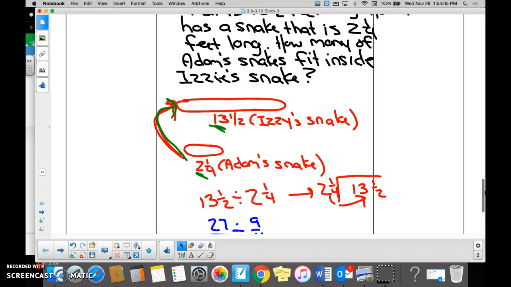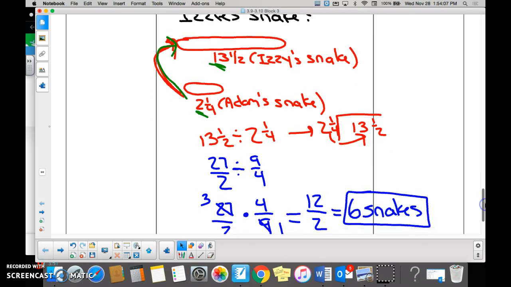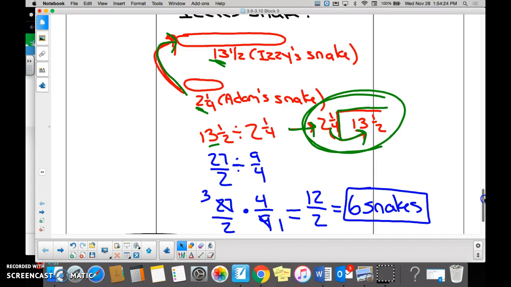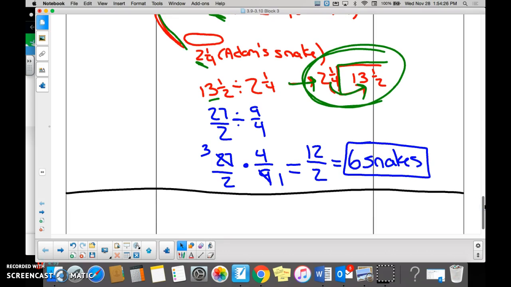Yeah. So we wrote our equation, 13.5 divided by 2 1/4. I love to use the division box because I know my first number always goes inside the box, and it makes sense. We want to know how many of the little ones go inside the big ones. Are we ever going to use this division box? No. It's just a picture for us, right? Okay, we converted into impropers, divided, and we ended up getting 6 snakes. Questions?